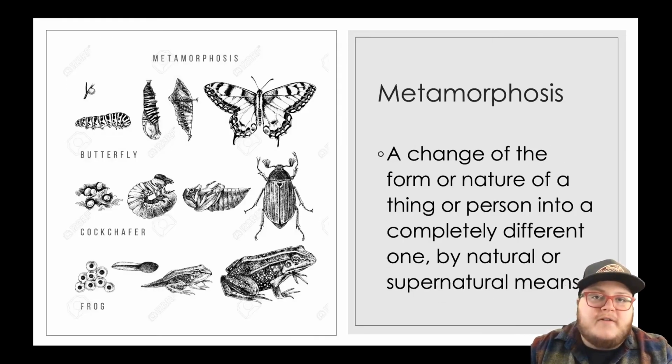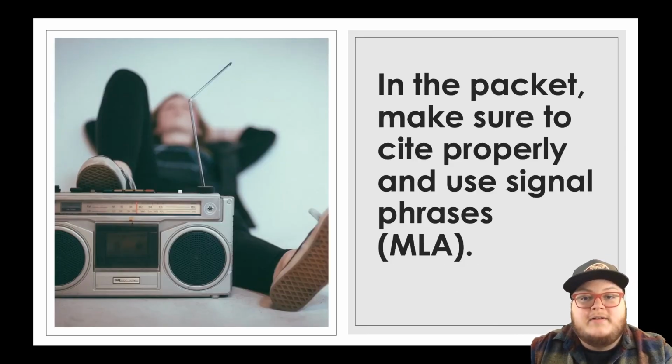And then finally, metamorphosis is change in nature that is becoming something else. So a caterpillar becomes a butterfly, a larva can become a cockroach or a beetle, and then a tadpole can become a frog. And that's really what we're looking at, is that it's changing into something else. And that's what our main concept is of the metamorphosis.